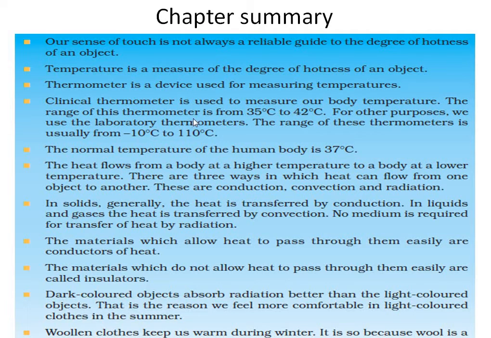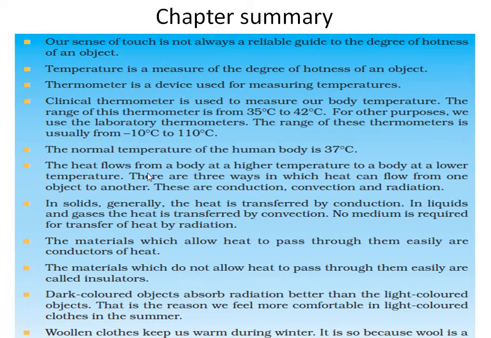The range of this thermometer is from 35 degrees Celsius to 42 degrees Celsius. All these are given in a slide. The normal temperature of the human body is 37 degrees Celsius. You have to learn all these. ये सब याद करना है आपको. These are the things given in chapter 5. Elaborately, this is the summary.